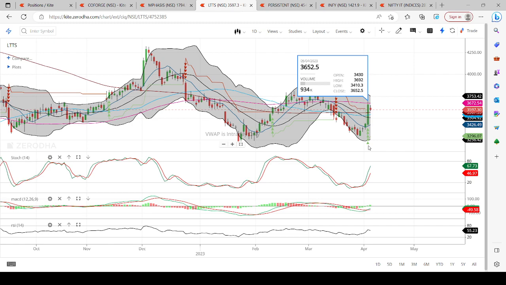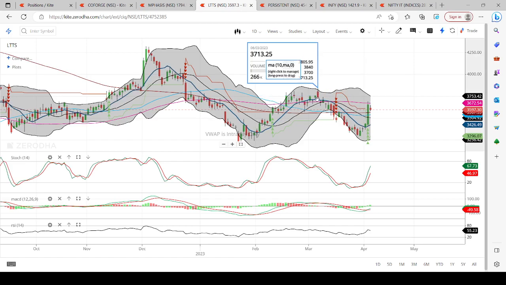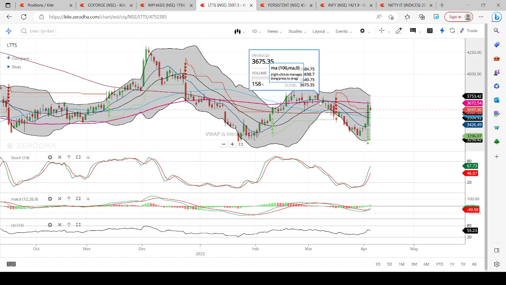If this is going to continue, the only resistance zone over here is 3840, beyond which you will see 4000. If 3840 is crossed, minimum 4000 is on the cards, and from there we need to revisit the position. Based on the overall movement of the index, it can move and punch in 4250 also. This is about LTTS.